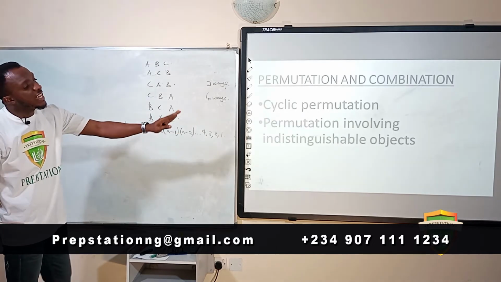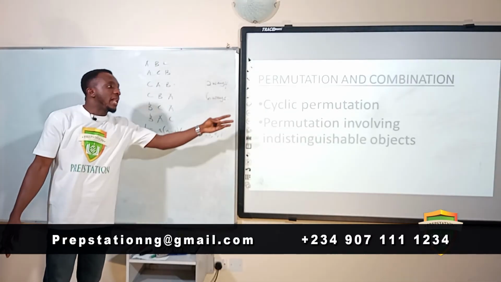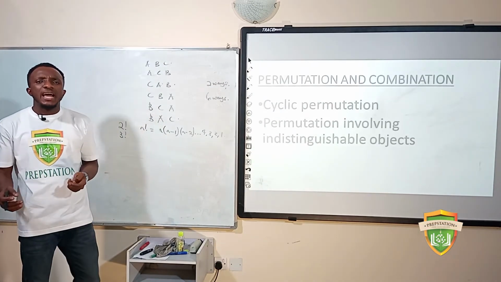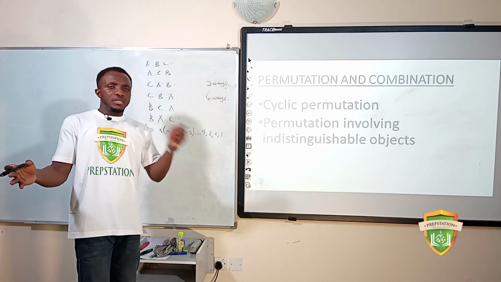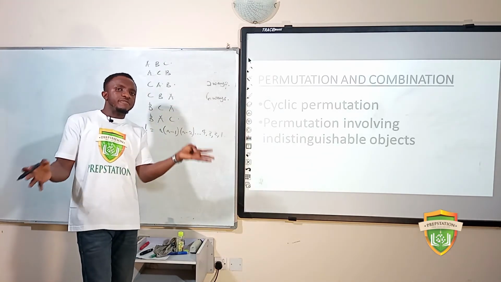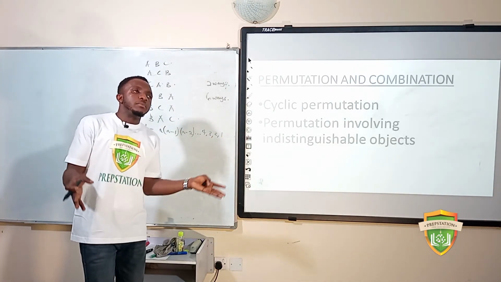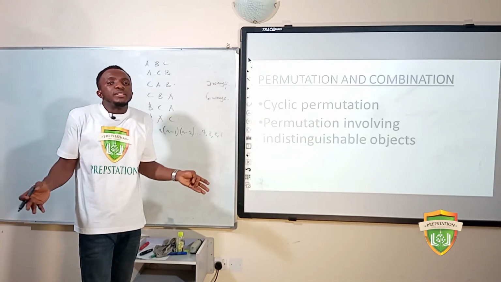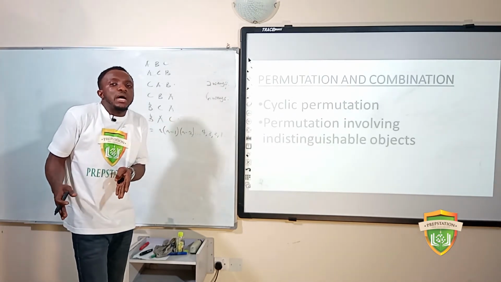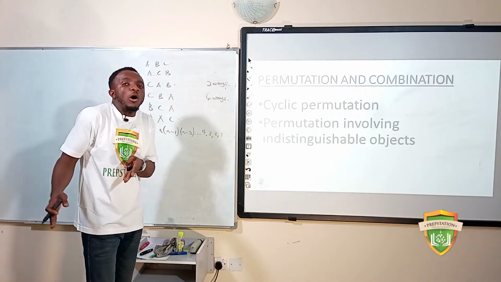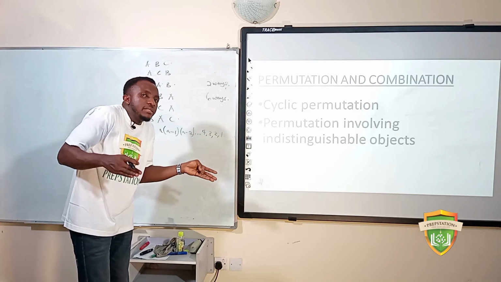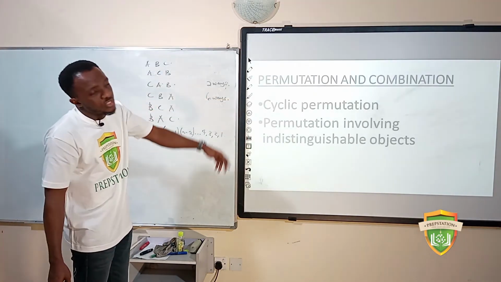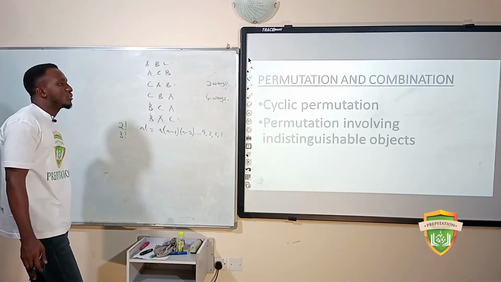Now, permutation has to do with arrangement, while combination has to do with selection. So when you see a question like this, how do you select a committee of 5 men from 6 men? Or maybe a committee of 5 men and 2 women from 10 men and 7 women? Now that has to do with combination. So we'll solve questions so you have an understanding of what we're talking about.